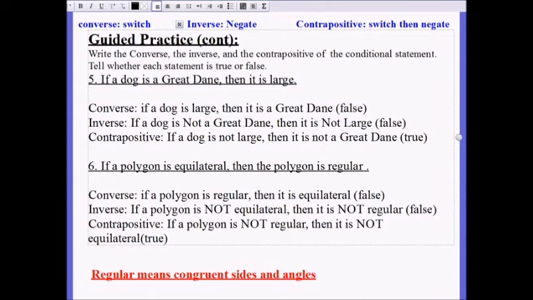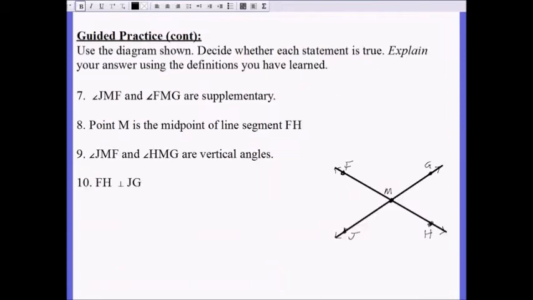Questions? I would rather put the homework in your hands and give you time to kind of sort through that. So if you have any questions, please let me know. Next. Okay. Use the diagram shown, decide whether the statement is true or false, and then explain your answers using the definitions that you have learned.